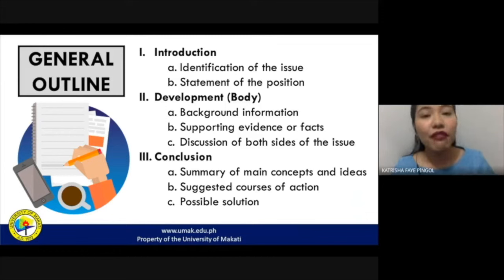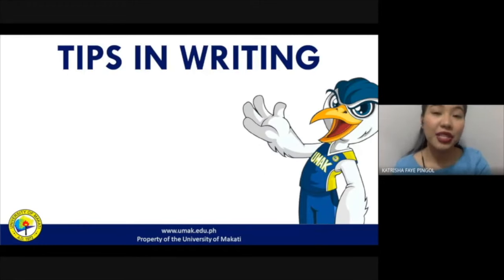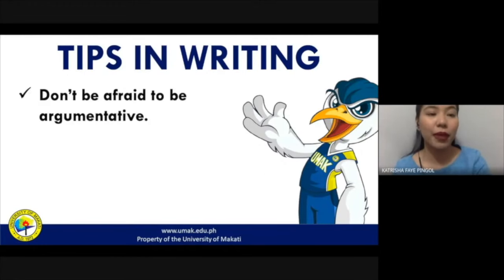Okay? As part of your conclusion as well, this is the part wherein you can suggest different courses of action. How are we going to eventually solve this issue? How are we going to get to, of course, the last part, your possible solution? So you can discuss all of these towards the end of your position paper. Here are some tips in writing a position paper.